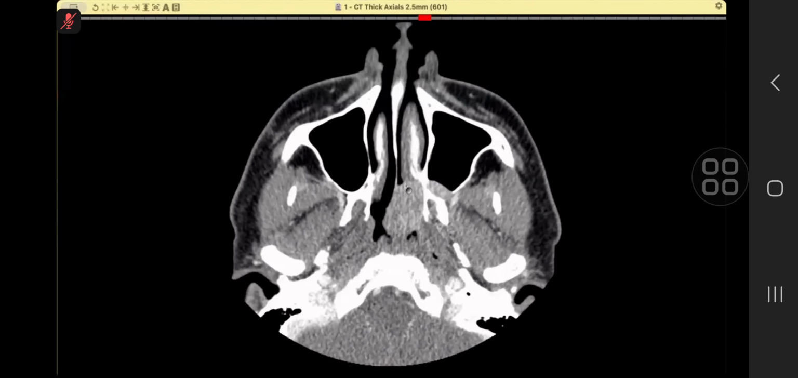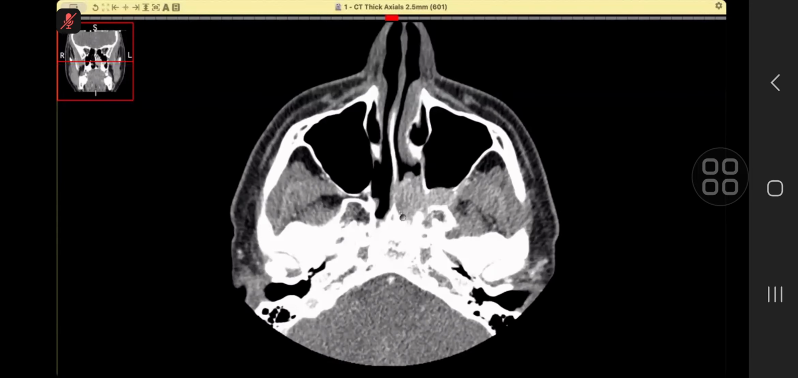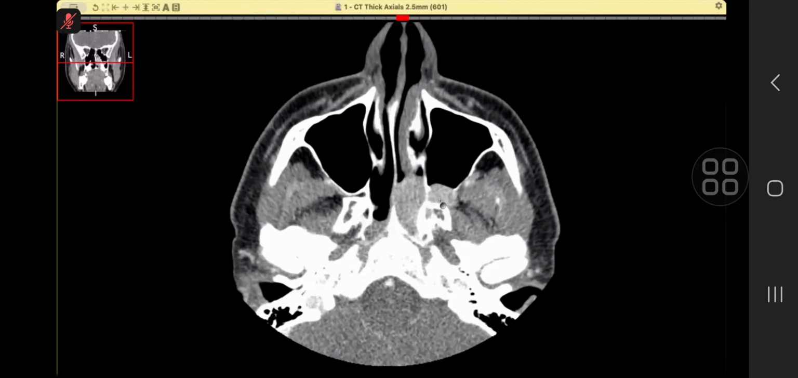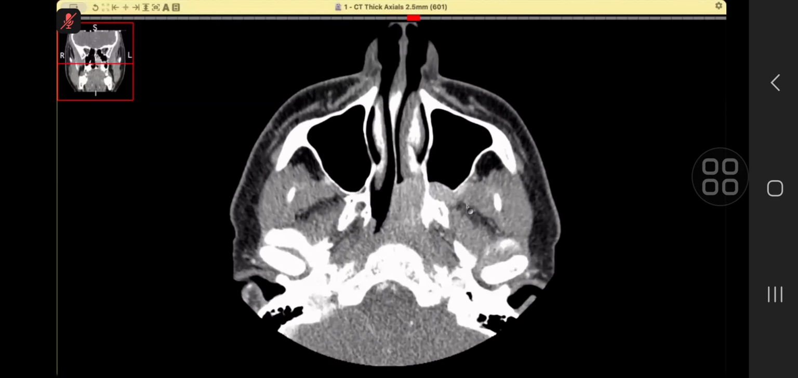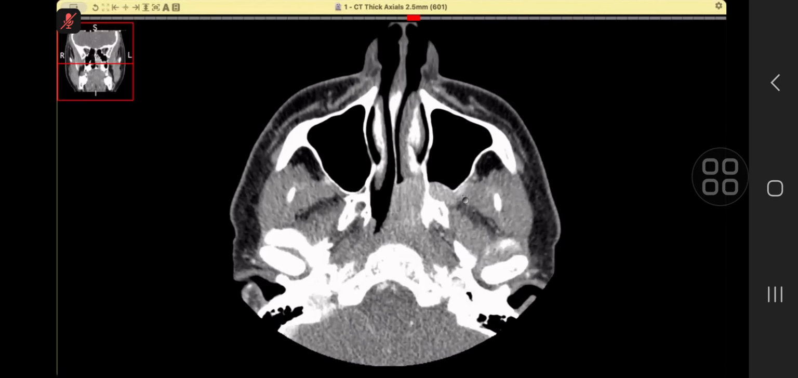There is a mass in the nasal cavity. Please remember that this is in the superior meatus. Now, this is the sphenopalatine foramen. So the mass goes here, sits in the pterygopalatine fossa. This is the masticator space. It does not extend into the masticator space. It causes this anterior bowing of the maxillary sinus.